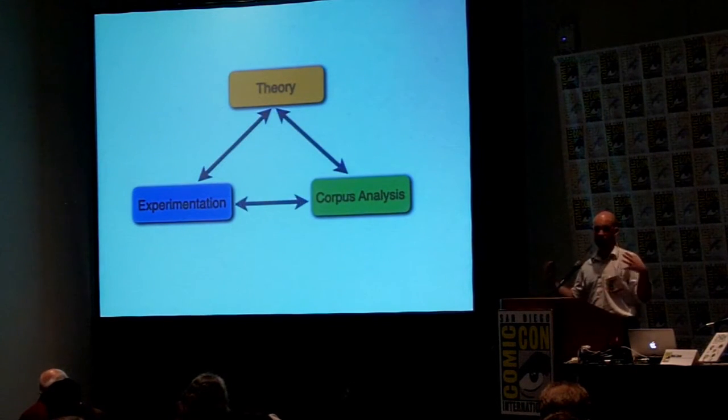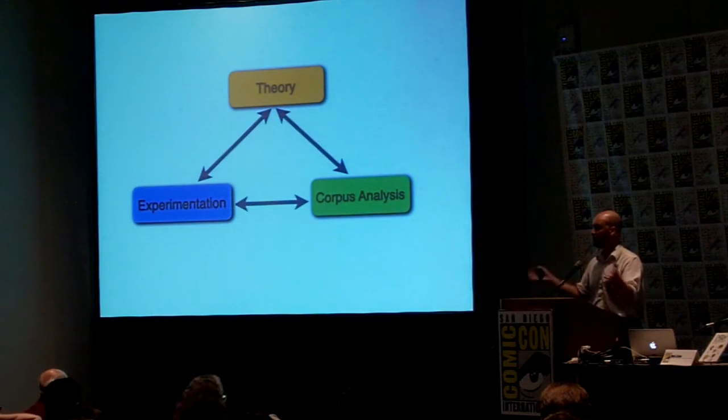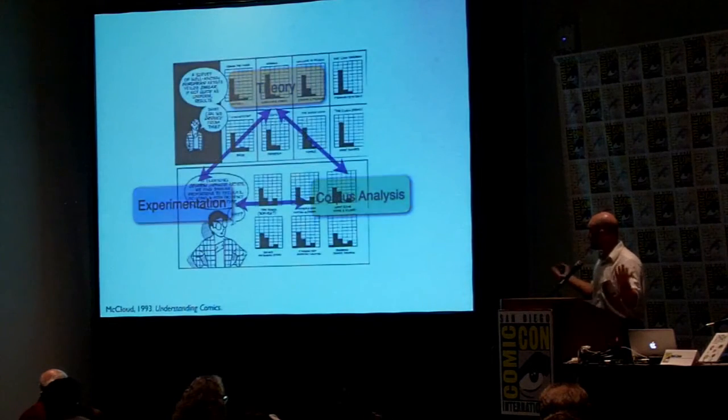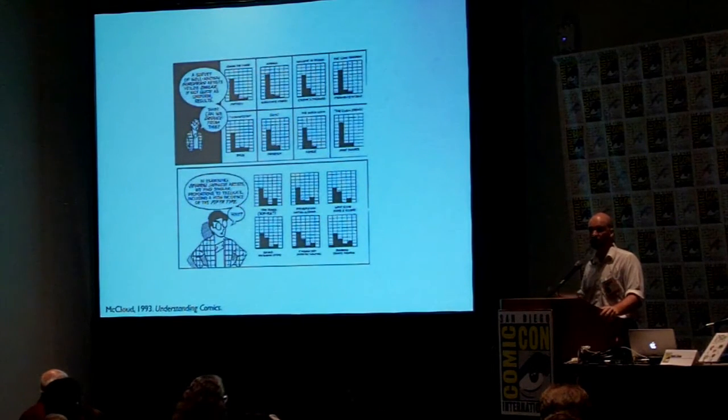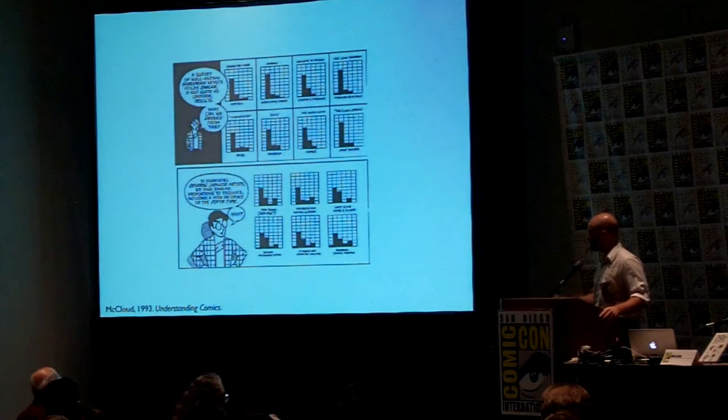Corpus analysis is the third methodology that we can use. Corpus analysis is essentially looking at comics and tabulating what's going on in there. And this is exactly what Scott McCloud did in Understanding Comics when he looked at the rate at which panel transitions occur across different types of comics.